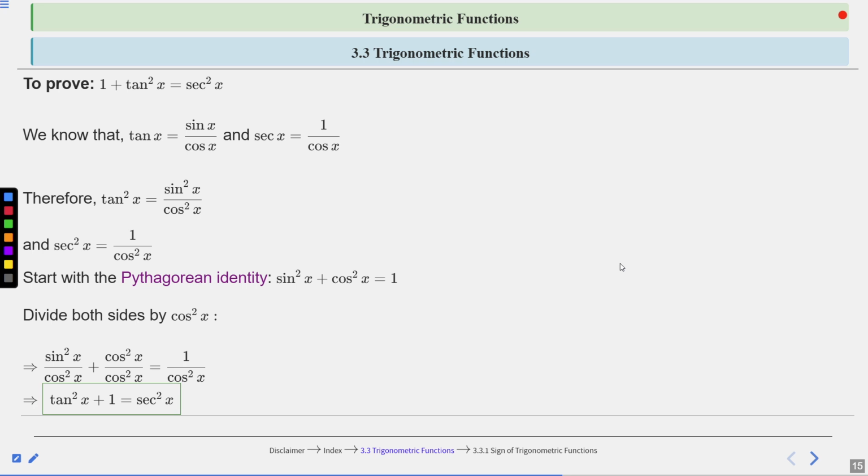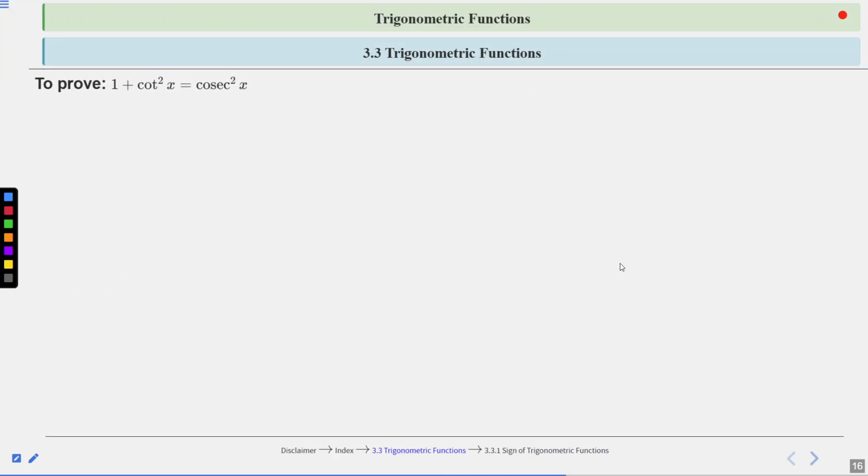Clear? Now we know that sin square x upon cos square x is equal to tan square x. And cos square x upon cos square x will be 1, and 1 upon cos square x will be equal to sec square x. Therefore, tan square x plus 1 is equal to sec square x, right? So we have proved that sec square x is 1 plus tan square x. Okay. Now, next we have to prove 1 plus cot square x is equal to cosec square x. In a similar way, you can also attempt this.